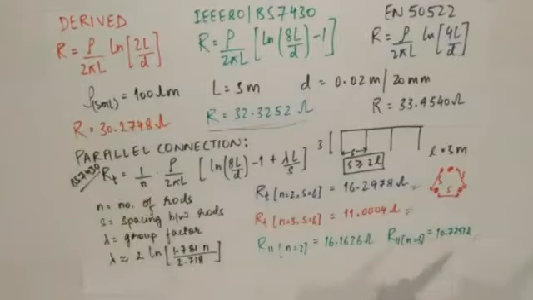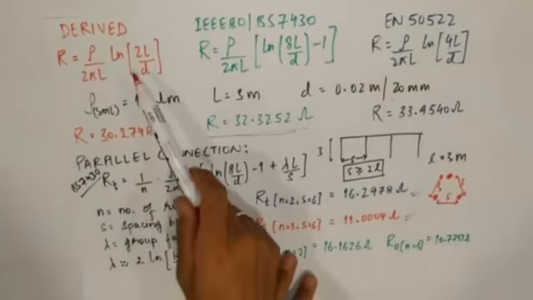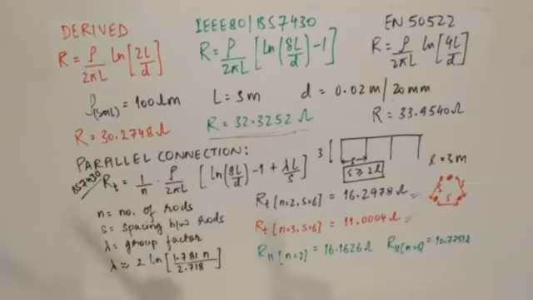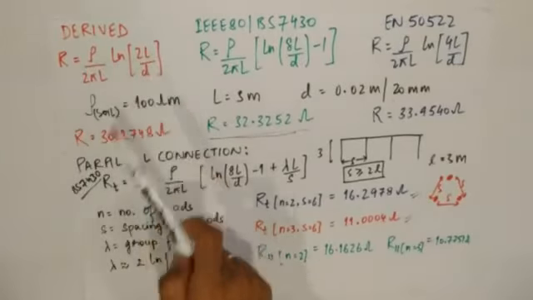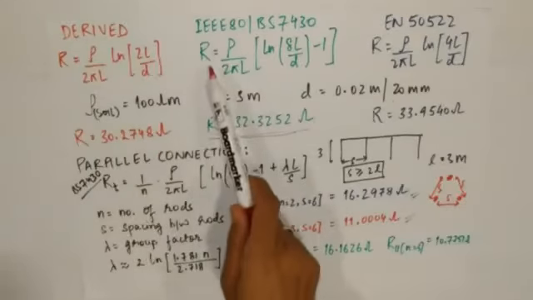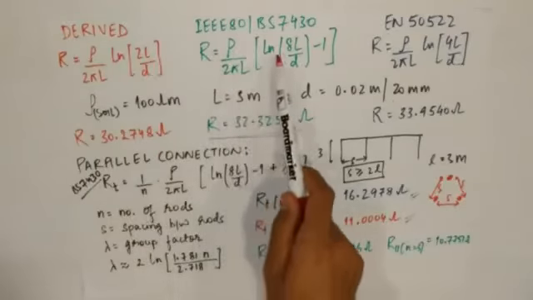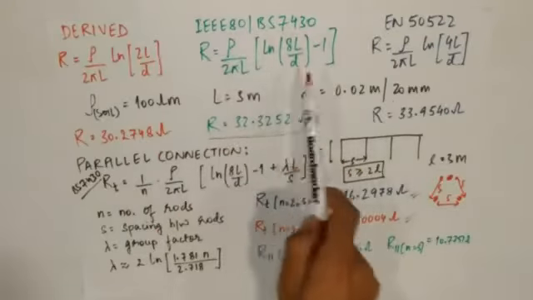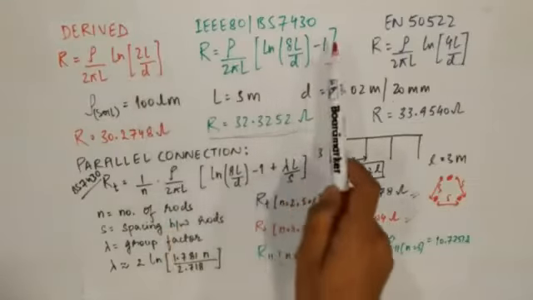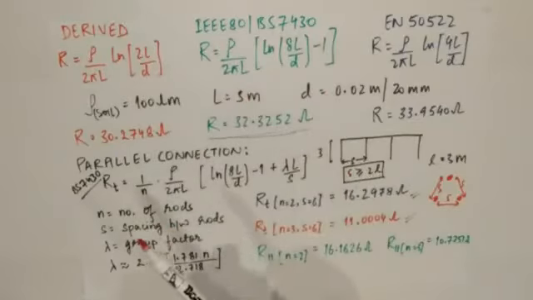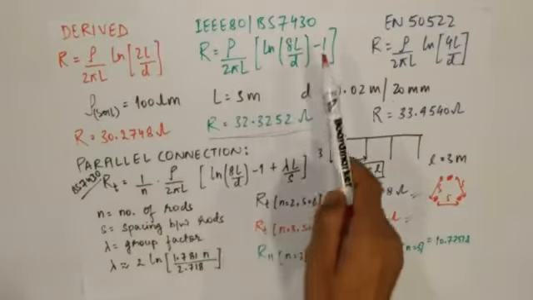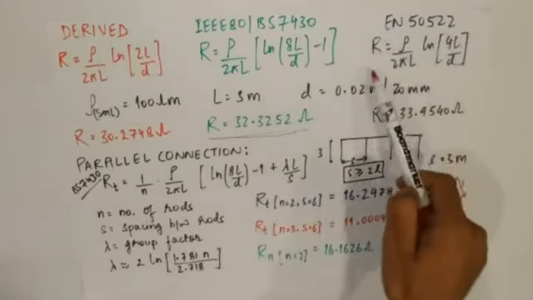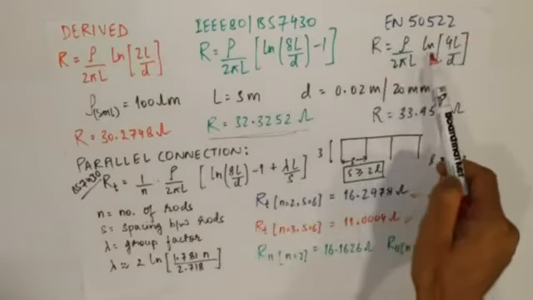Now this is the formula which we derived, which is rho upon 2 pi L, rho being the resistivity of soil, ln 2L by d. As per IEEE 80, it is rho upon 2 pi L times (ln 8L by d minus 1). Same is for BS 7430. This formula is different from the derived formula because this formula is written as per the experiments that were performed and the values were checked. It was coming nearer to this empirical relation. Similarly, as per EN, the formula is written as rho upon 2 pi L ln 4L by d.